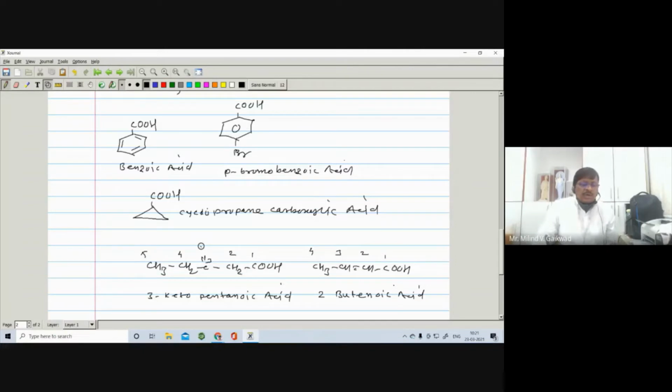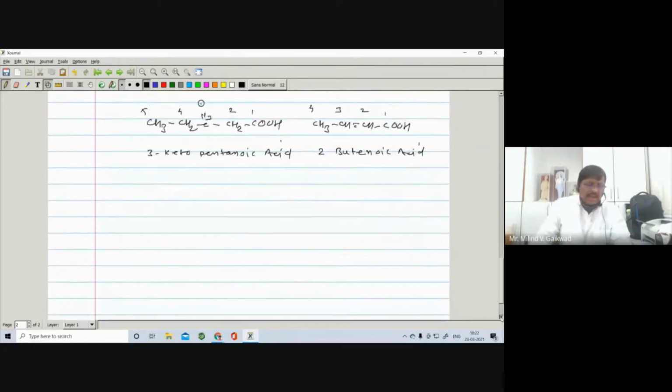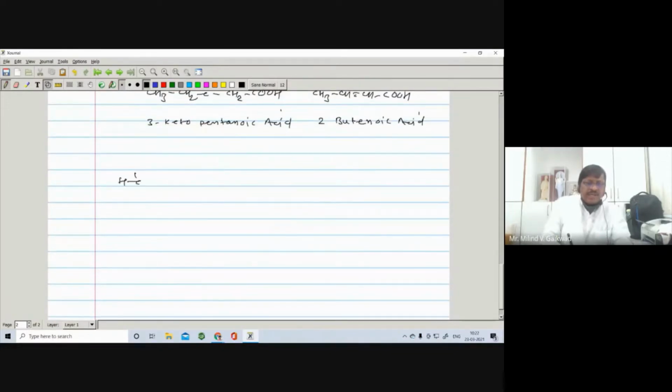Okay. So again there are some salts. How to write the name of the salts? If you know the name of the acid, we can write the name of the corresponding salt. For example, suppose I write here HC double bond O and OH. It is called formic acid. Formic acid is the common name, and in the IUPAC name you can write it as methanoic acid.